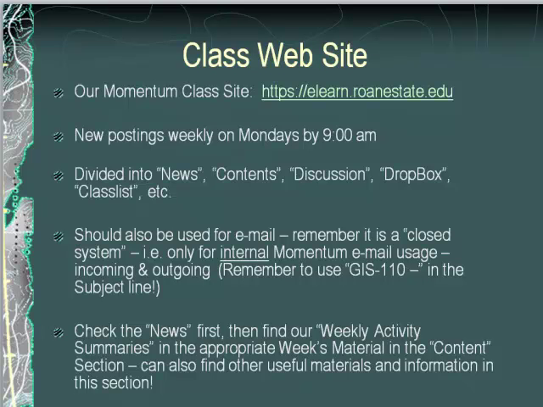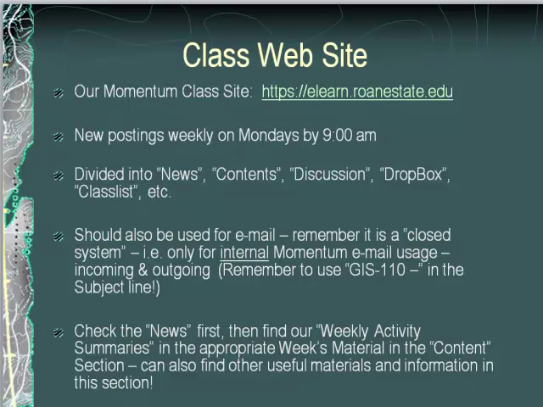Our site, as you'll see in a little bit later, is divided into different sections. We have a news section, contents, discussion, a Dropbox, and a class list. You also have email. Any email in the class, as much as possible, should be sent through the Momentum site. I realize everybody also has a RadarNet email, which is outside of Momentum. And so you actually have 2 email addresses, if you weren't aware of that already, at Roane State.